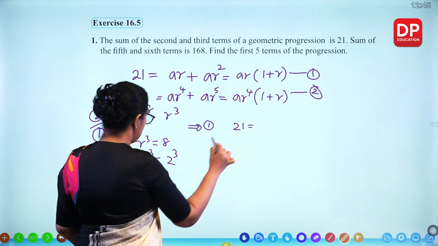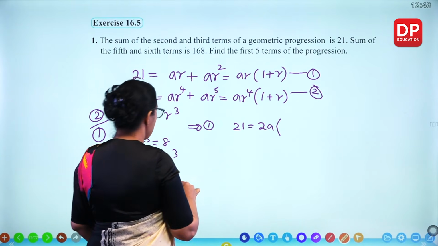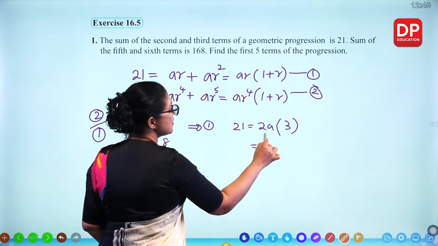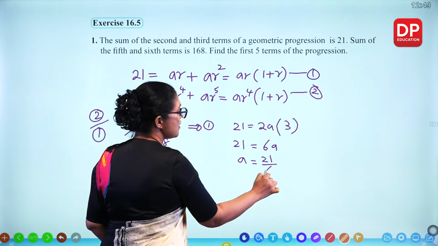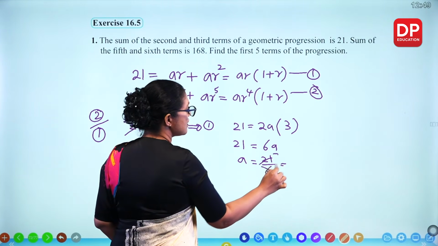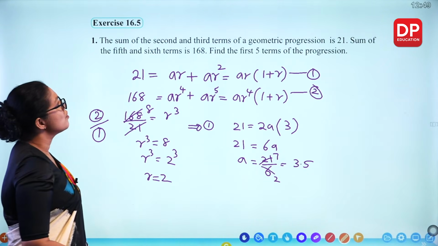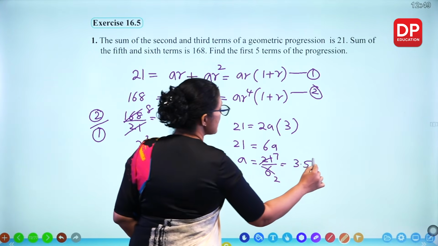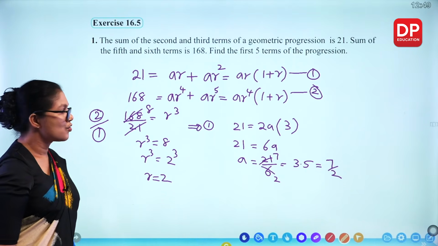21 equals A times 2, 2A, times 1 plus 2, you get 3. So 6A equals 21. A equals 21 divided by 6. Divided by 3, 7 over 2, or you can write 3.5. So the first term is 3.5, or I'll write 7 over 2, and the ratio is 2.